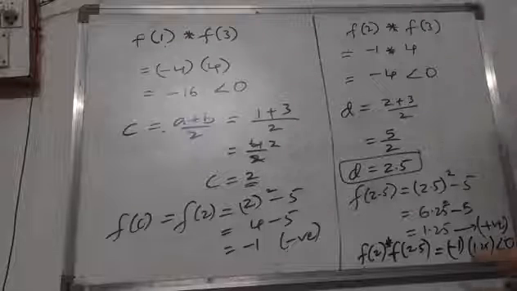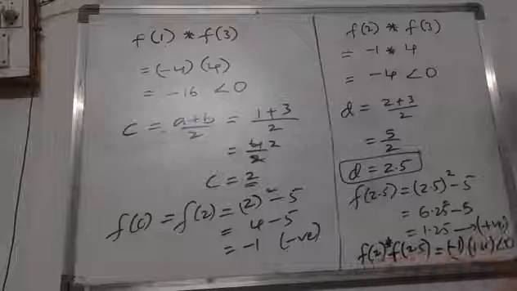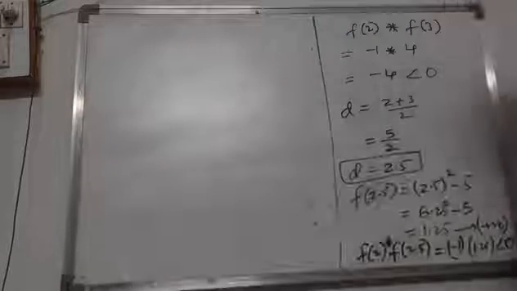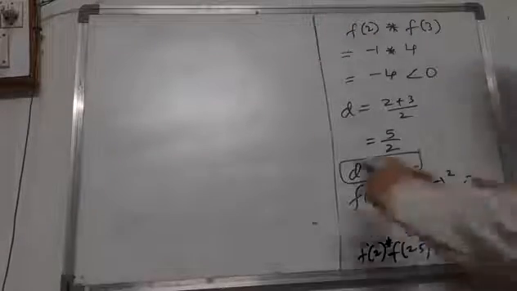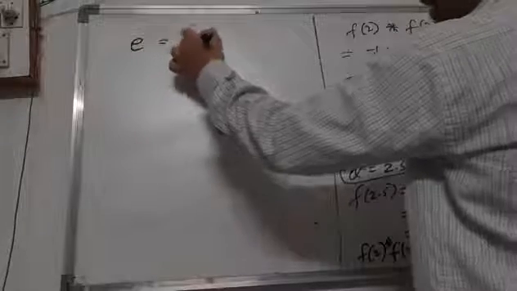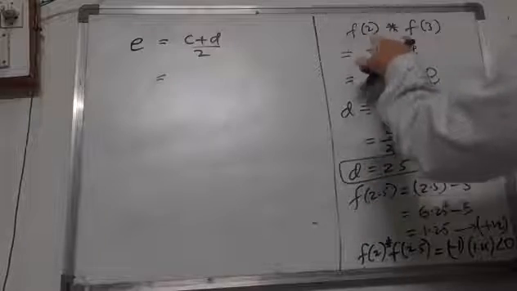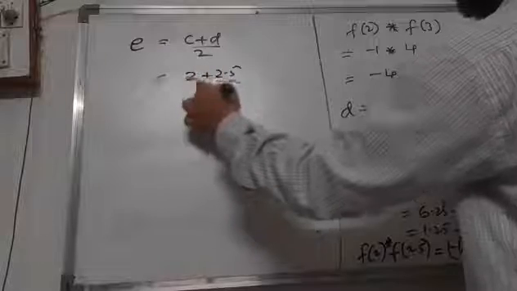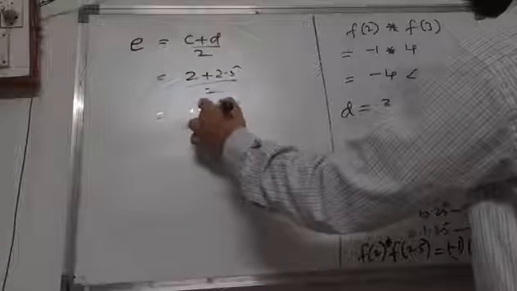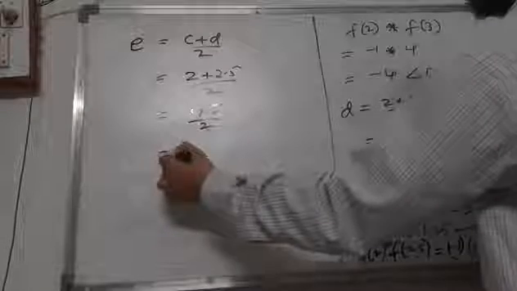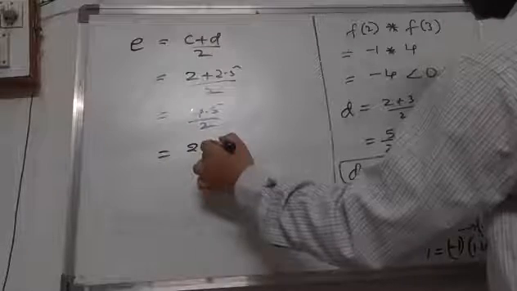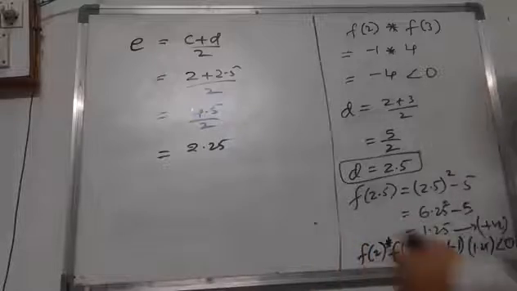So what is our new root now? The average of 2 and 2.5. So now we have to take the average of 2 and 2.5. So what is the average of 2 and 2.5? This is our new root e, that is c plus d by 2. So in the place of c we have taken 2, in the place of d we are taking 2.5. So 2 plus 2.5 by 2. So this is equal to 4.5 by 2. 2.25 you will get. E is 2.25.